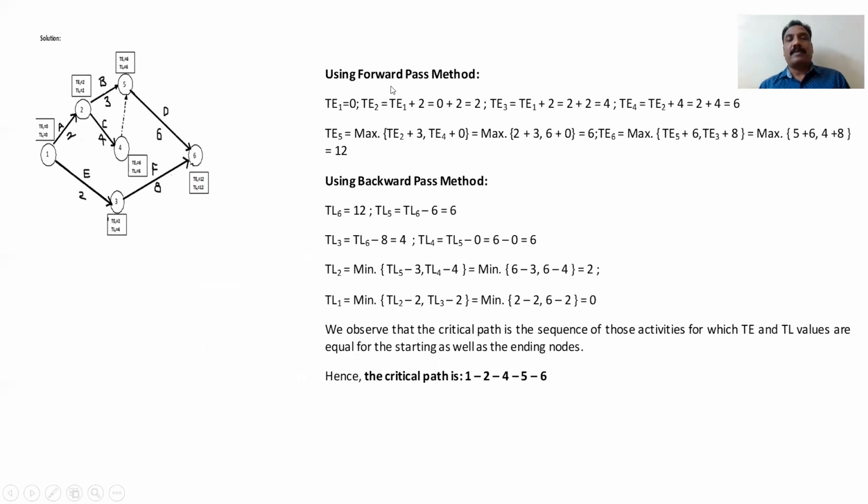I'm using the forward pass method. Forward pass method means from 1 to 2 you have to go, 2 to 3, 2 to 4, like this. This is E1, E2, then 3, then 4, 5, 6, 7, like that you should go. Forward pass method means from 1 to 6. Backward pass method means from 6 to 1 you have to come in reverse order. So what is this forward pass method?